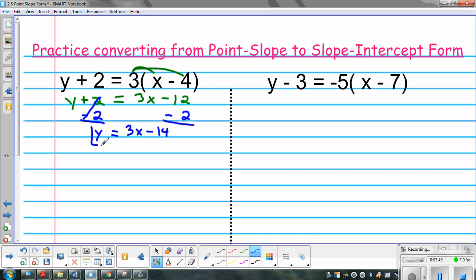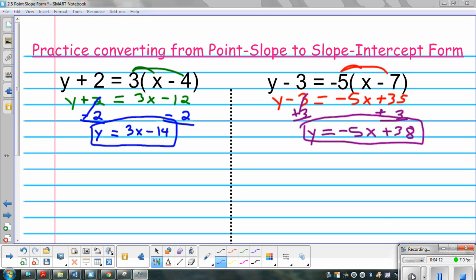Our equation is now in y equals form. We are in slope-intercept form. That's it. That's half of what our goal is for today. Take a moment, write down this second example, and then see if you can distribute the negative 5, and then take care of this minus 3. See if you can get this one all the way into y equals form.